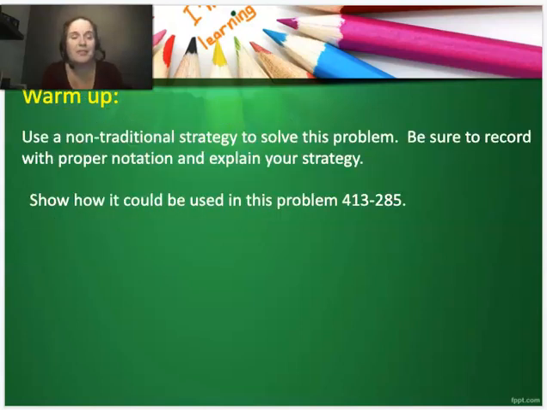So here's a warm-up. This is a flashback to last week. Use a non-traditional strategy to solve this problem. Be sure to record with proper notation and explain your strategy. So show how it could be used in the problem 413 minus 285. Pause the video here, try maybe one or two strategies, make sure you know the name of it and you could describe how you're doing it. And then press play on the video again and you'll see some of the ways we could do it on the next part.